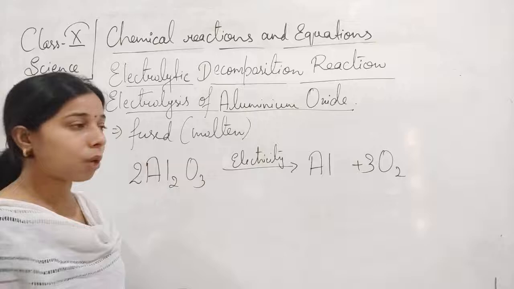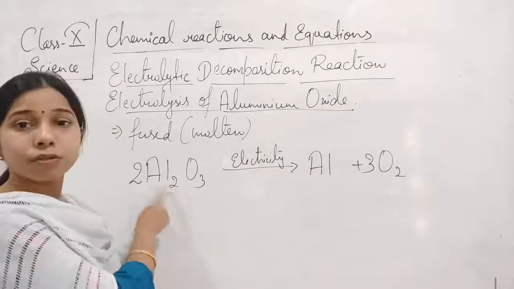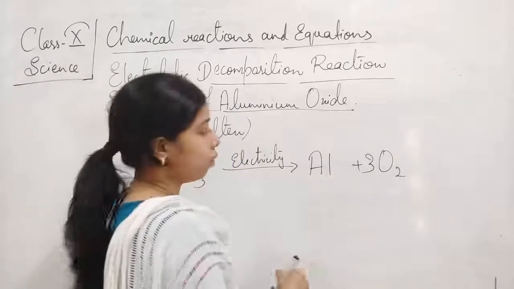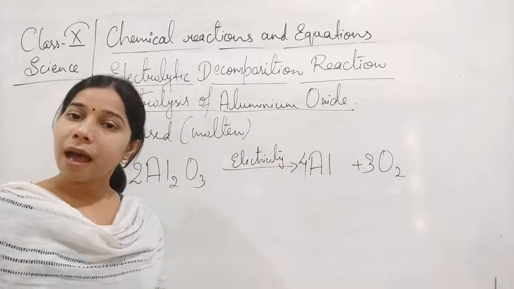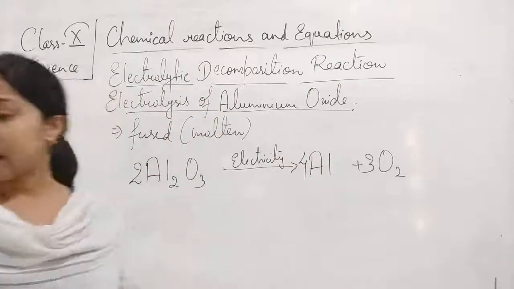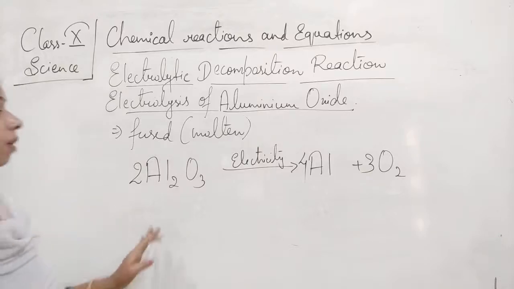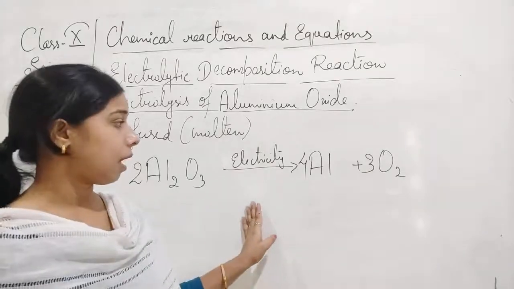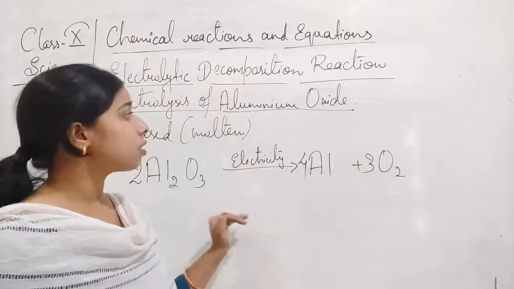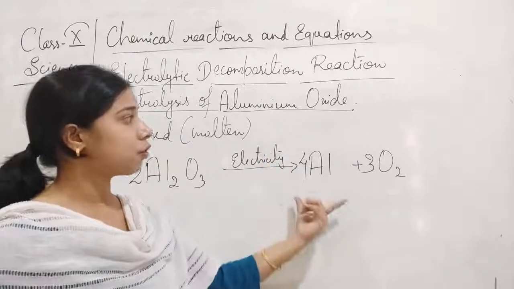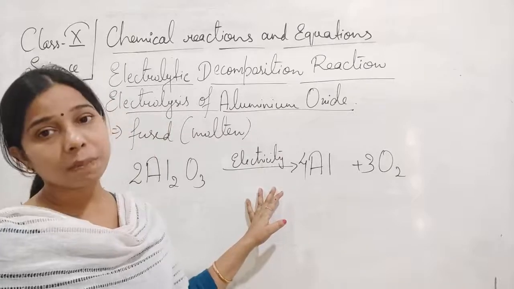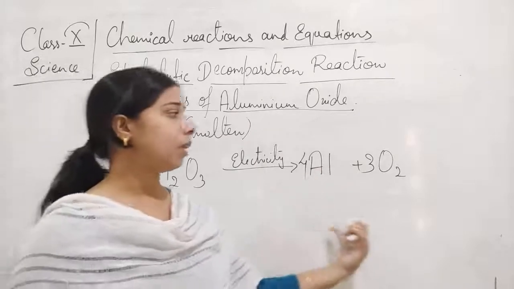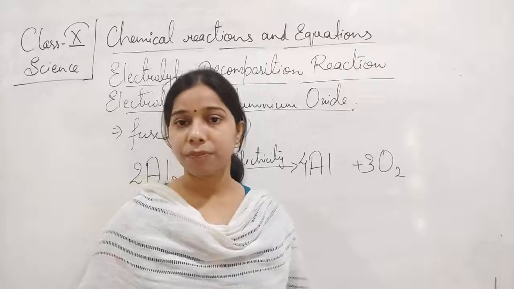What we have to balance now is aluminium. So aluminium is 4 here, aluminium is 1 here. So we will put a 4 to balance the aluminium also. So now it is balanced. Okay. So the oxygen is balanced as well as the aluminium. So this is the decomposition reaction that takes place in the presence of electricity, or when electricity passes through it, aluminium metal and oxygen gas are evolved.